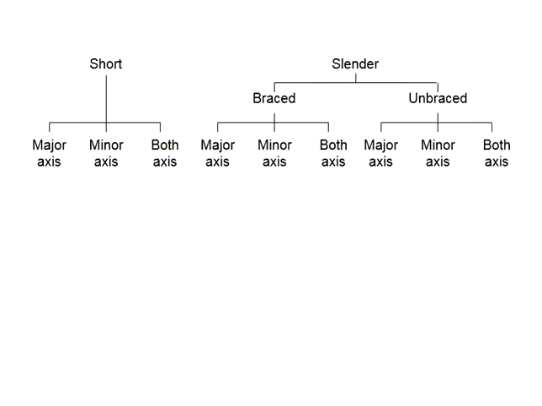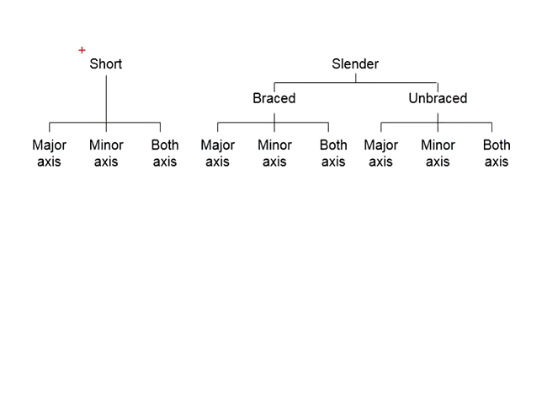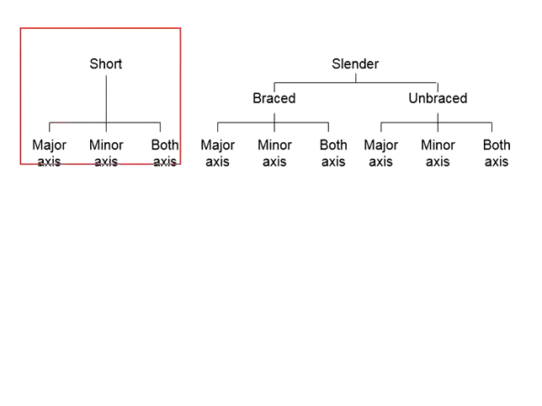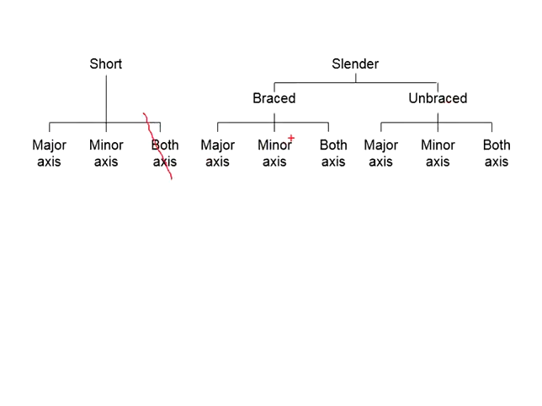There will be at least 9 cases for the columns, as demonstrated in the diagram here. In fact, the short column can be braced or unbraced, since the calculations of the MED will be universal for braced and unbraced short columns. We will consider braced and unbraced short columns to be of the same category. The 4 examples that we did are sufficient to cover most of the columns, except those dealing with the moment at both axes.